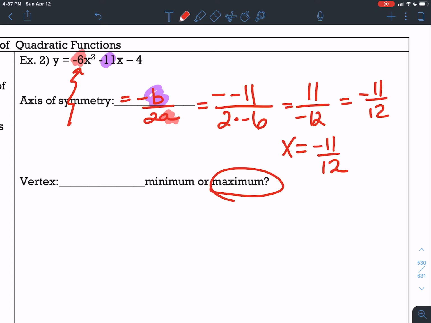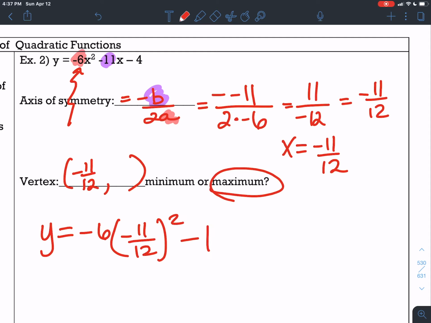How do I figure out that y value? Because I already have half of it, I just don't know what the y is. Well, I take that x value and plug it back in. So let's do that. y equals negative 6 times negative 11 over 12 squared minus 11 times negative 11 over 12 minus 4. This is a lot going on, so I'm just going to go ahead and graph this. I'm going to plug this into my calculator and use that to get my answer.